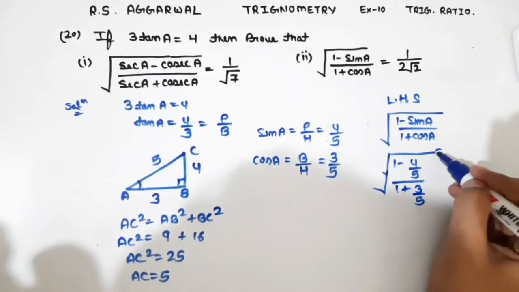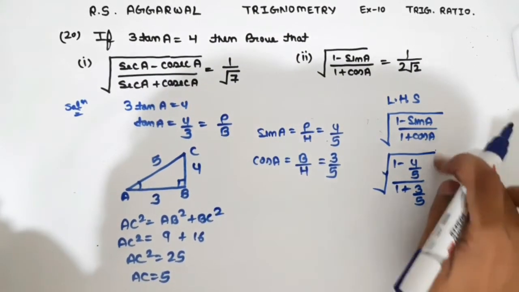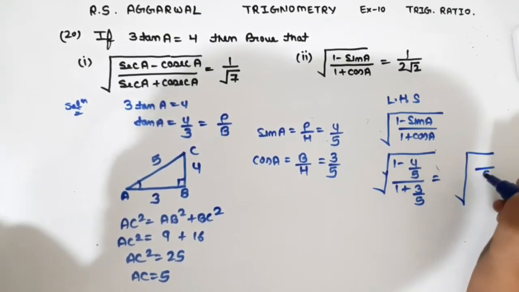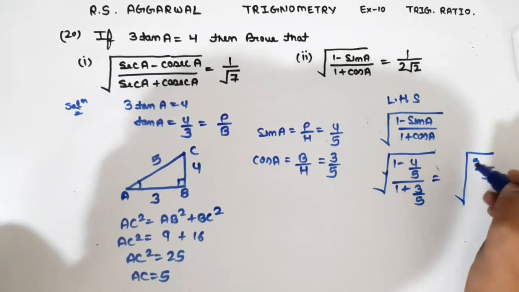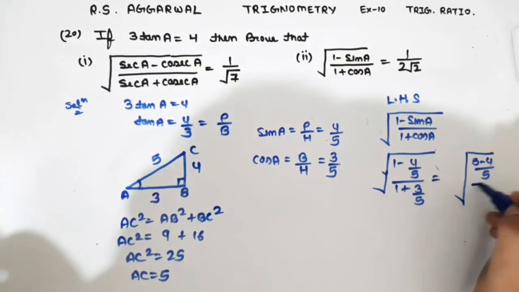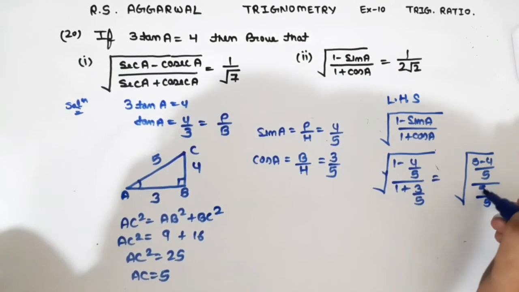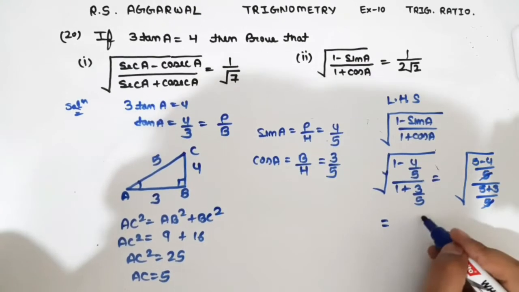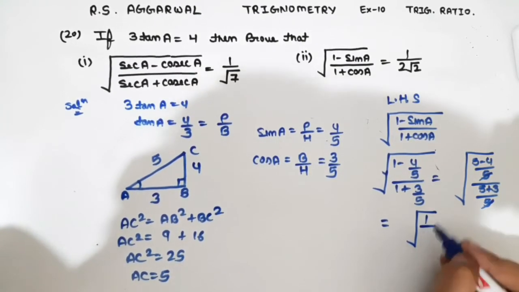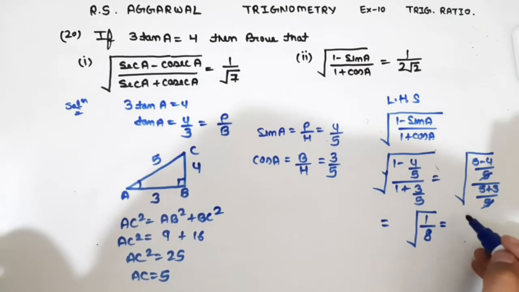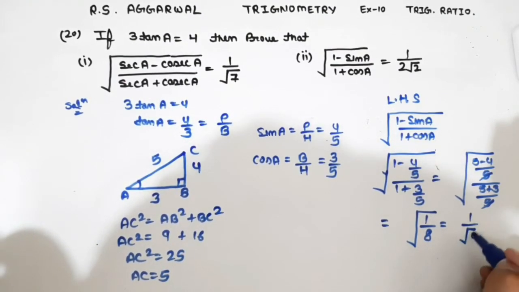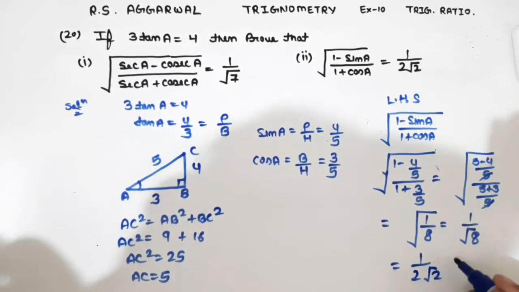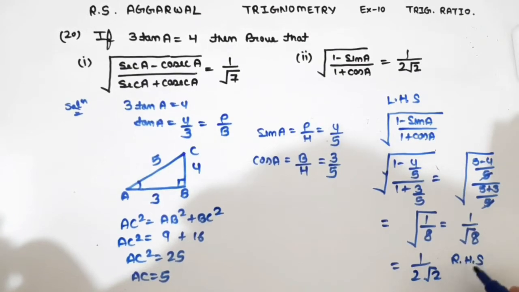So here 5 will be the LCM, 5 minus 4. Here 5 will be the LCM, 5 plus 3. So 5 will be cancelled out. That will be equal to 5 minus 4, that is 1, and 5 plus 3, that is equal to 8. So this will be equal to 1 upon root 8, and root 8 can be written as 2 root 2, that is equal to the right hand side, hence proved.